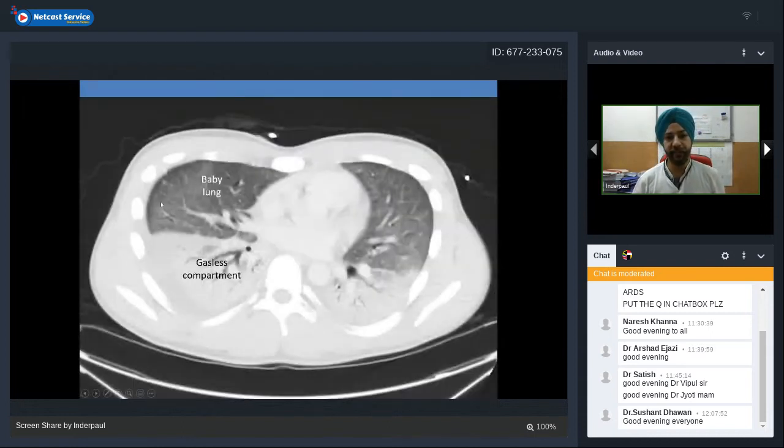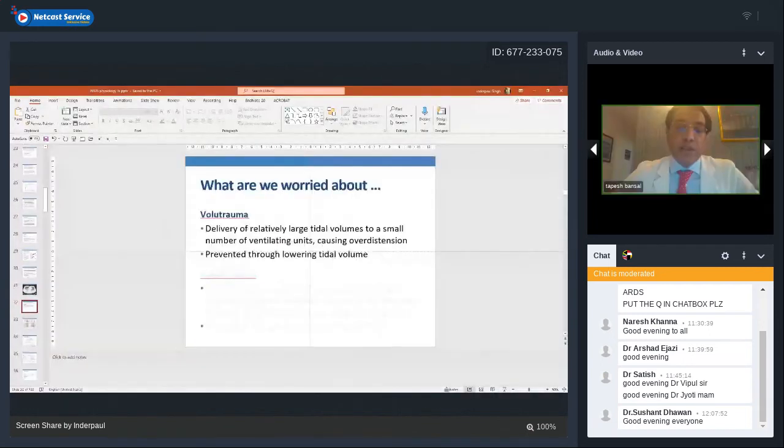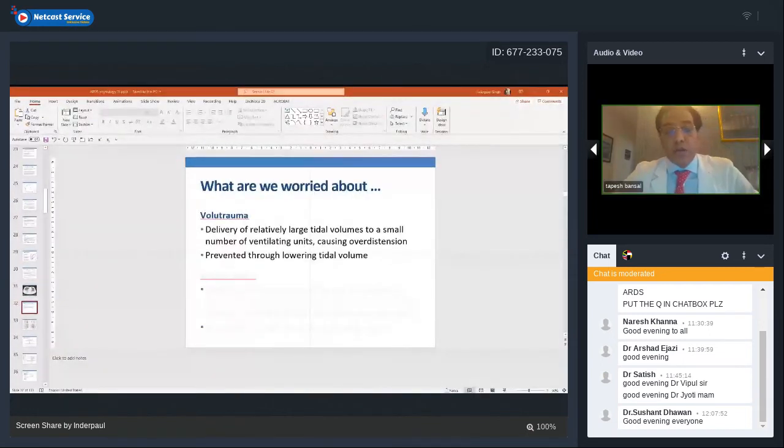As you can see, you have only partial lungs which are available for ventilation, and most of your lung is gasless and is collapsed. Sir, may I just interrupt? Yeah, let me just clarify this concept of baby lung. The baby lung is not a distinct area of lung which is normal in ARDS. So please be clear about that. It is a functional concept. The baby lung is a functional area of the lung which is normally aerated or almost normally aerated, right?